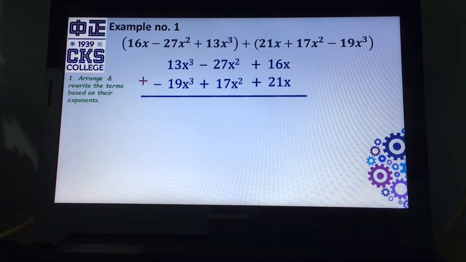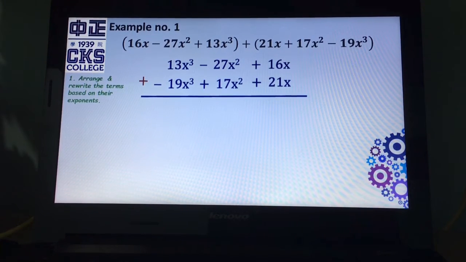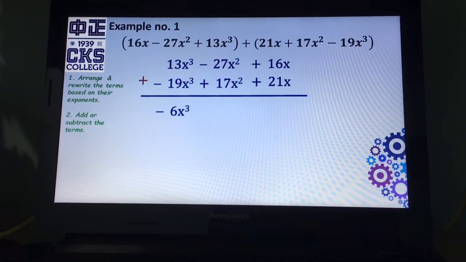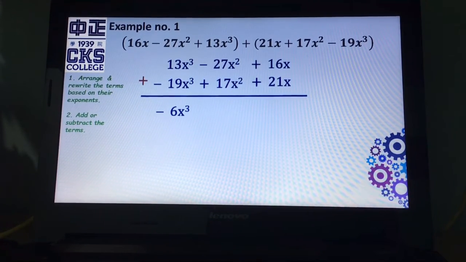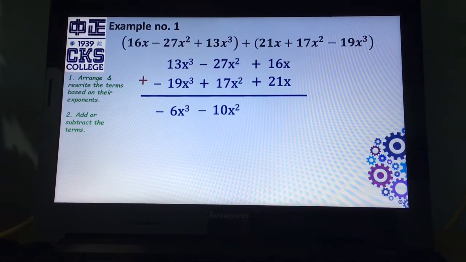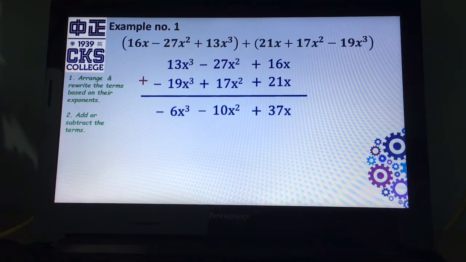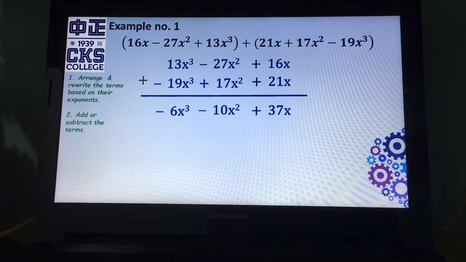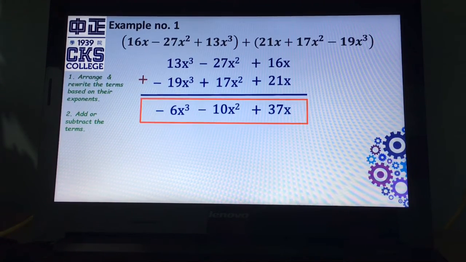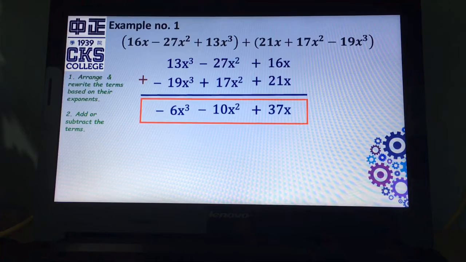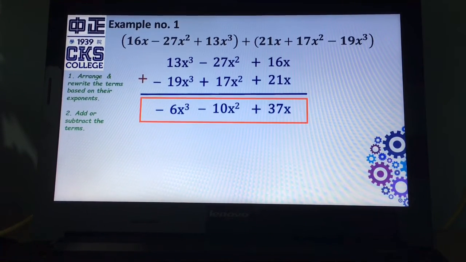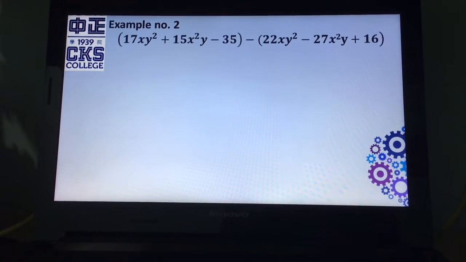So we'll be adding the terms. So 13 plus negative 19 is negative 6x cubed. Negative 27 plus 17 is negative 10x squared. And 16 plus 21 is positive 37x. So this will be our final answer. So don't forget to box it using a red pen. So let's go to example number 2.